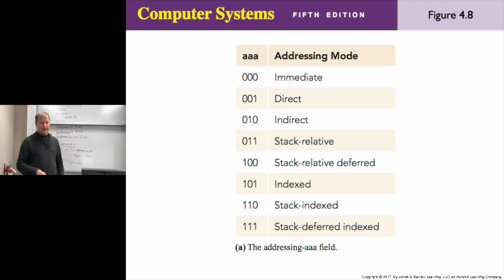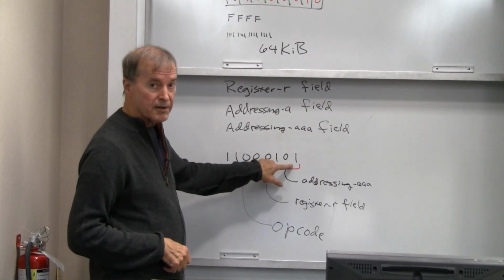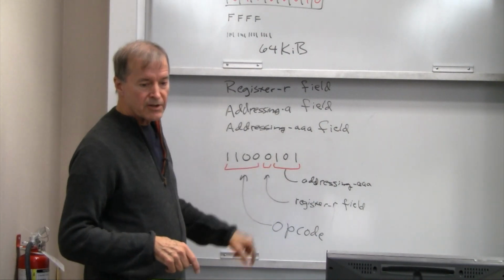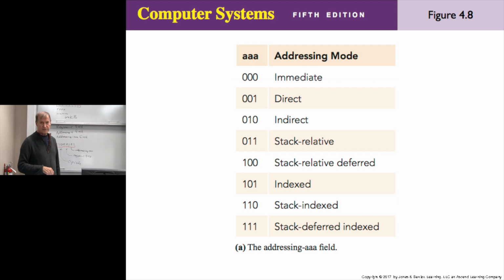And here in figure 4.8 is how to identify what addressing mode these AAA bits specify. So in this example, what did we have for the addressing AAA field? 101, right? So we look on this chart, what addressing mode is that? That's indexed addressing. So do you see how to tell that? Use just the table. We'll learn what this means later, but that's the addressing AAA field.